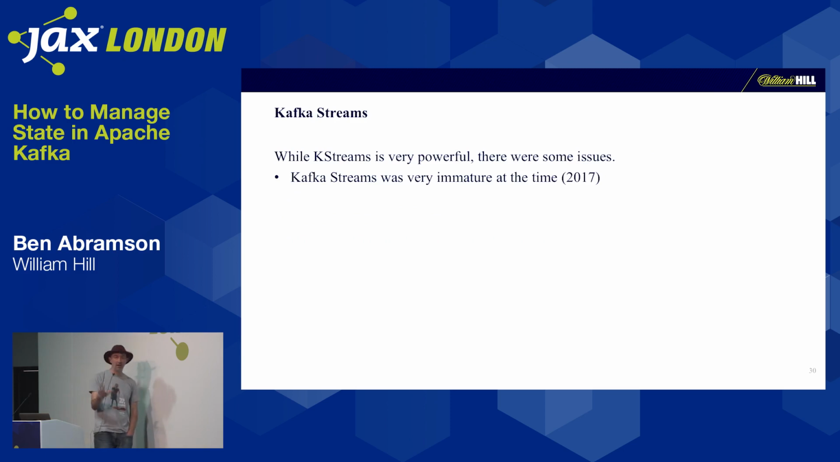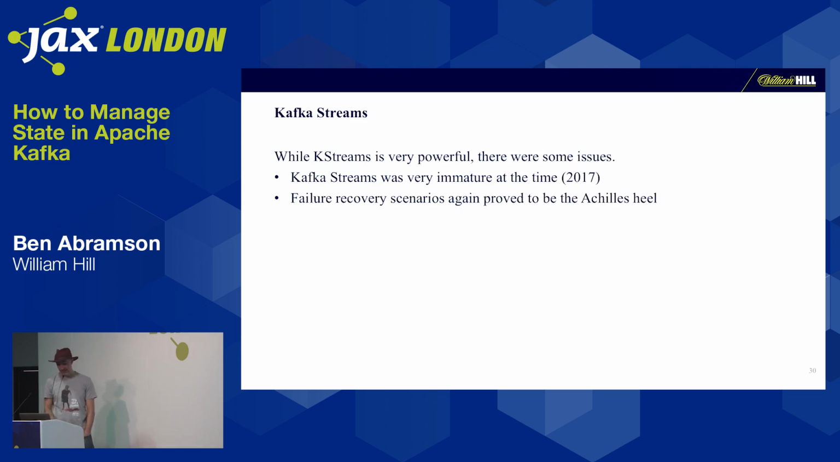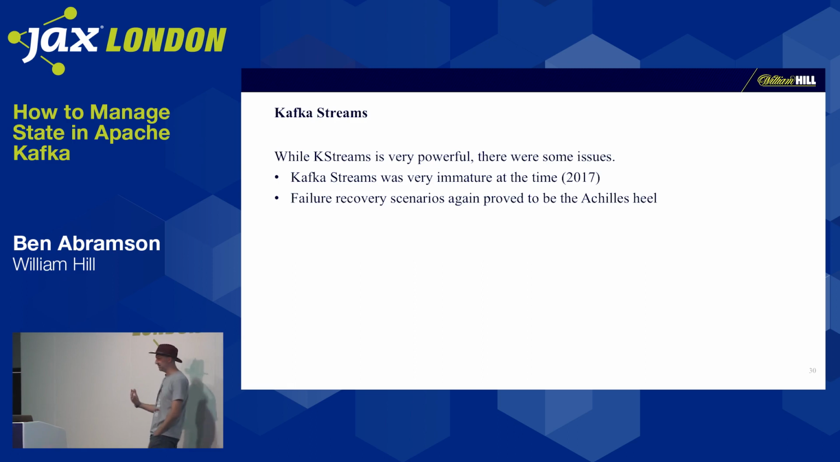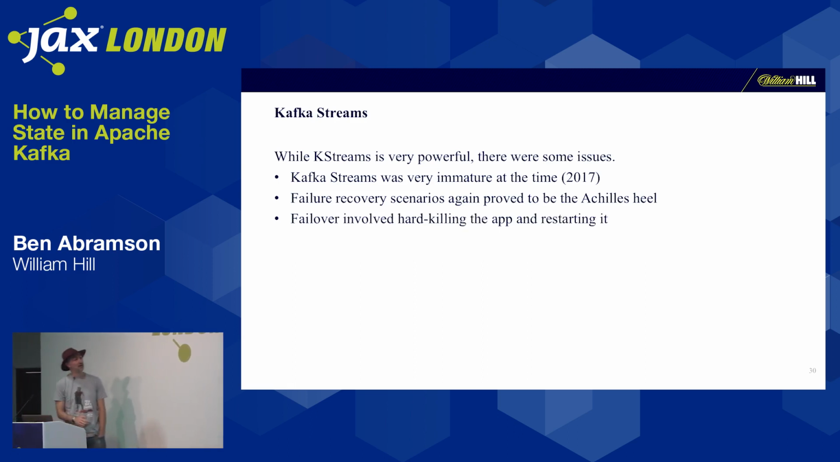So we were playing around with Kafka Streams a couple of years ago. This was 2017, and it was pretty immature when we were playing with it. Again, the problems we had were around failure recovery. Particularly we found that if a rebalance happened, the stream would just get into this kind of tizz that it just couldn't get out of. And what we ended up having to do was hard killing the app. And something's a bit wrong if you're typing System.exit into your code. It doesn't feel quite right.